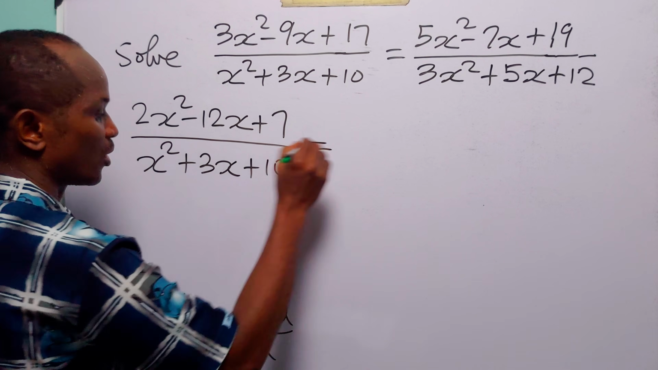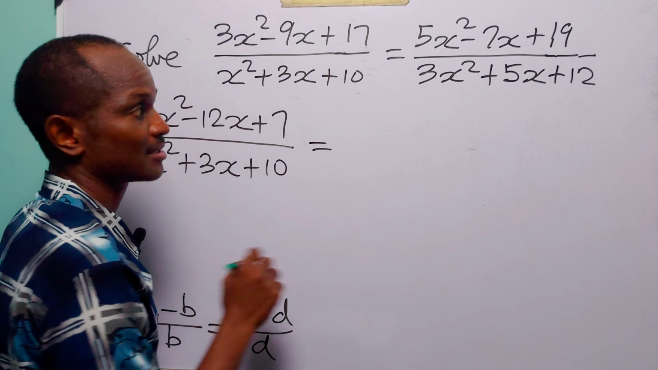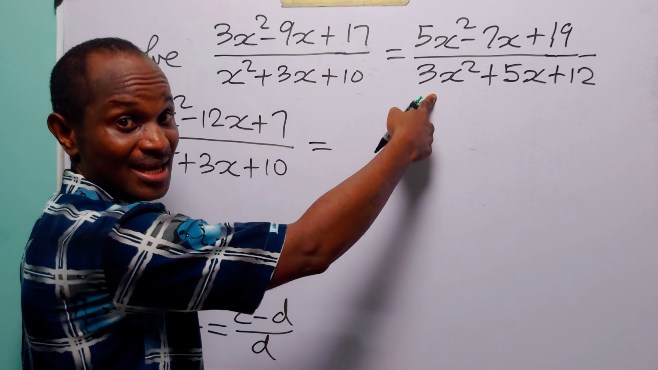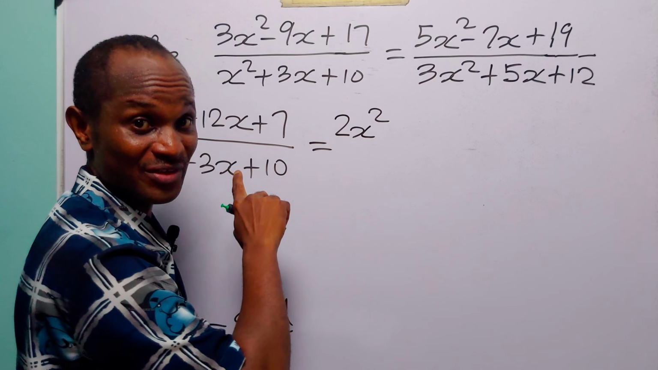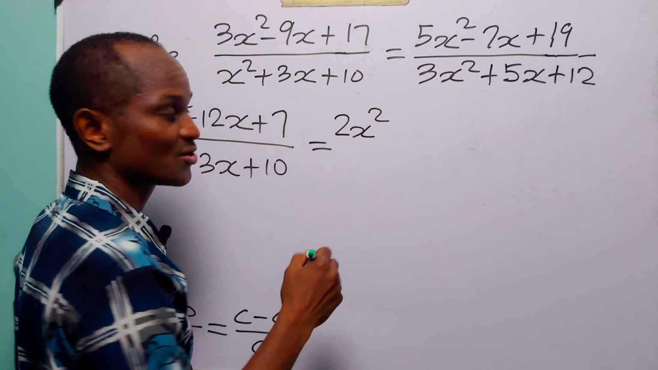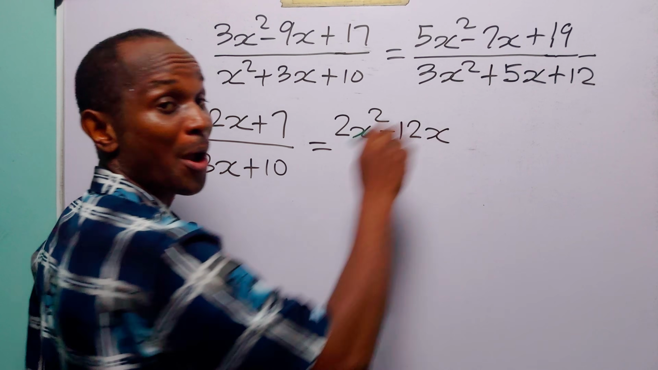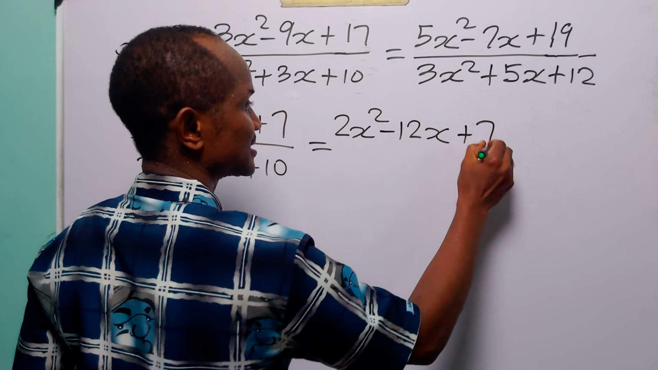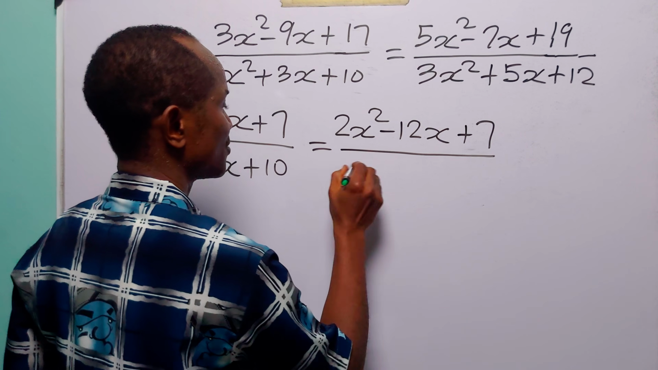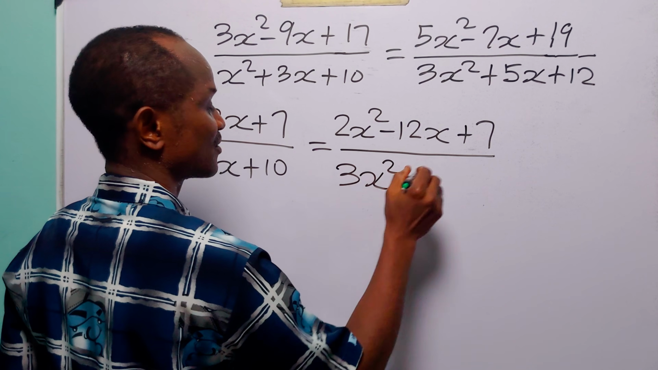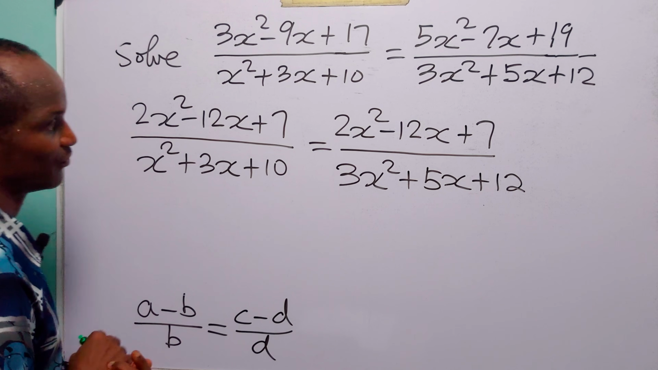And then this is equal to c minus d. That is this minus that. 5x squared minus 3x squared is going to give us 2x squared. Minus 7x minus 5x is going to give us minus 12x. And 19 minus 12 is going to give us 7. Now, in the denominator, we still have d. That is this. So here we have 3x squared plus 5x plus 12.